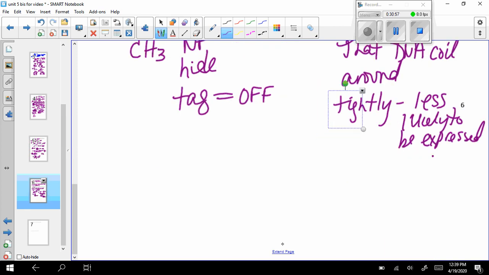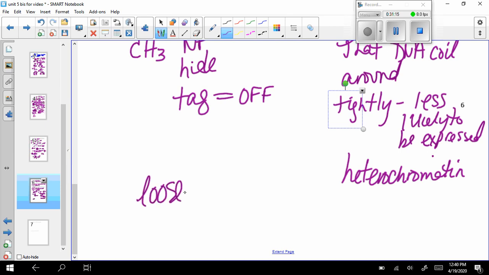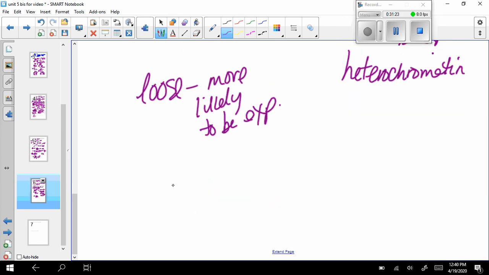And DNA that is coiled very tightly is called heterochromatin. So heterochromatin is not likely to be expressed, which means you're not going to be able to have transcription factors get in there and make the RNA. But if it is very loose, then it is more likely to be expressed. And we call that euchromatin.